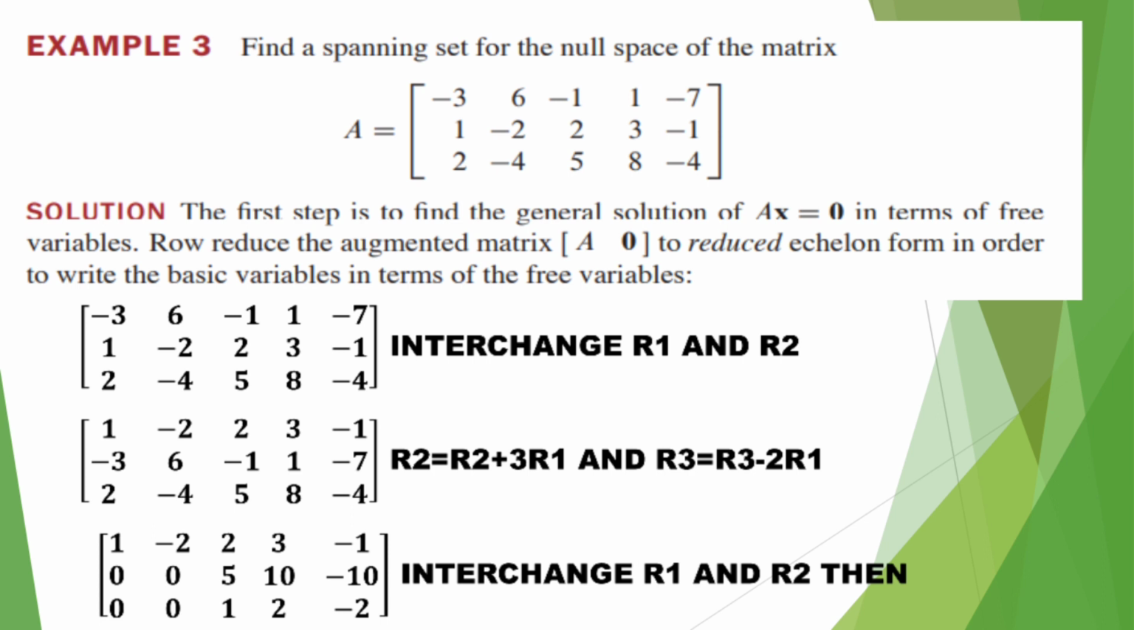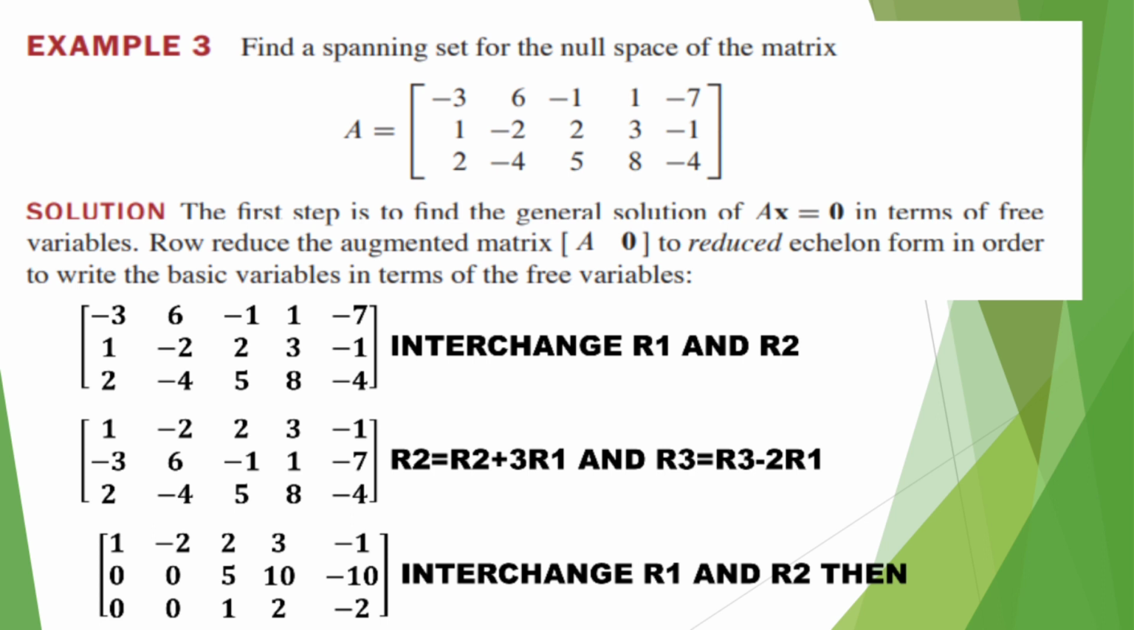So here we reduce matrix A to upper triangular form. First we want the first row, first element to be 1. Here minus 3 is there, so we want 1, which is in the second row. So we interchange R1 and R2, the first and second rows.